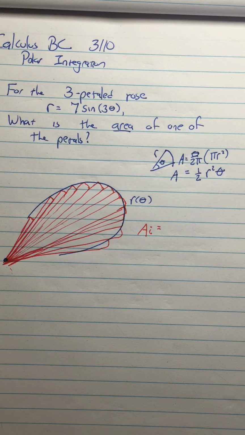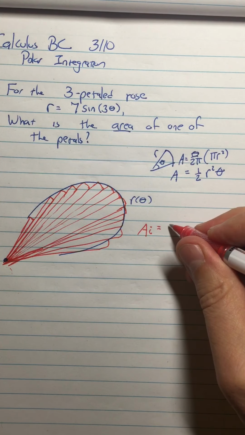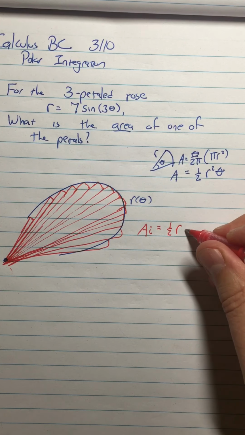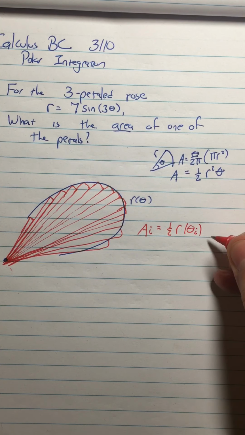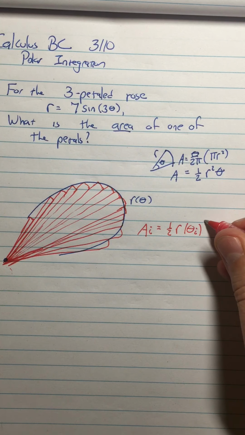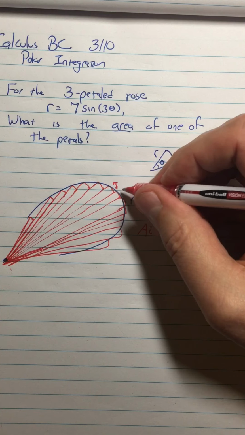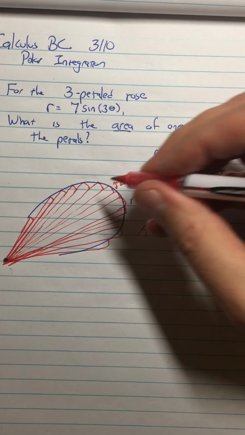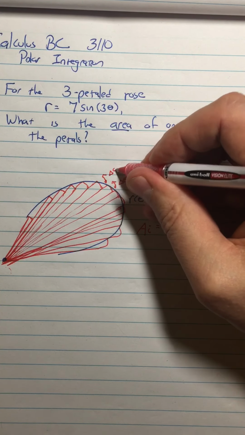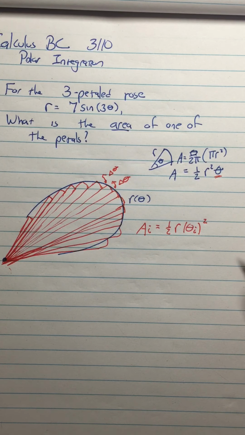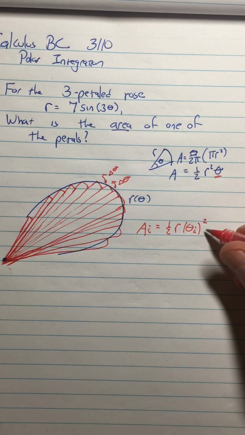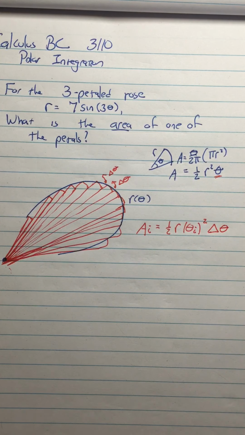So that means that our ith area element is going to be 1/2 r. Now remember, the r depends on theta, so it's going to depend on an ith theta, squared. And then what's going to happen to the theta? What's the width of each of these? Well, instead of a delta x or a delta y, I have delta theta, just like we used for graphing. The width of each of these is delta theta. I'm using width in quotes. It's not really width, it's an angle. So a sub i is 1/2 r of theta sub i squared delta theta.